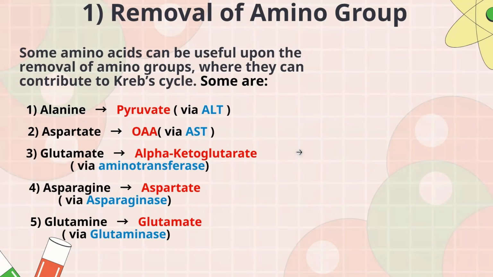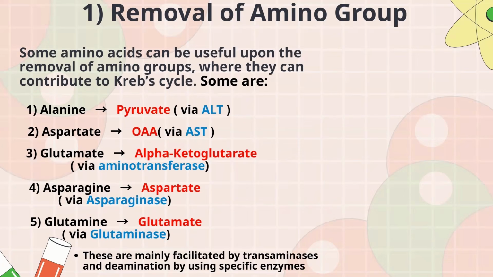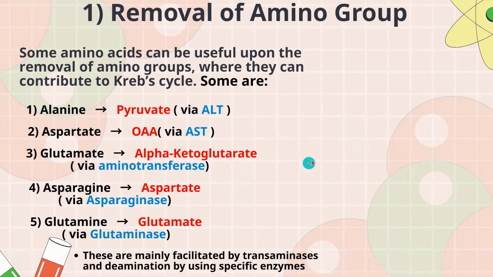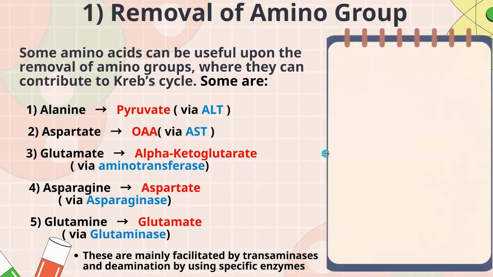So yeah. So apart from that, another important thing I want you guys to recognize is that these enzymes are mainly facilitated by transaminases and deamination by using specific enzymes, as we talked about, aminotransferases, asparaginase, and so on. So what is very important here? The most important one from all of these is asparagine to aspartate, or asparaginase. Why? This is actually related to a clinical concept we're going to talk about.